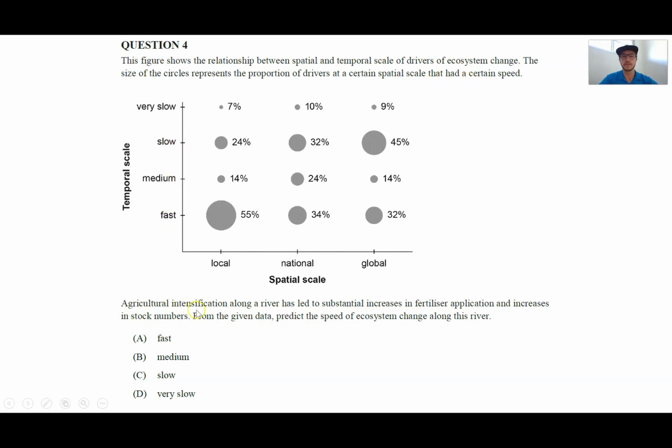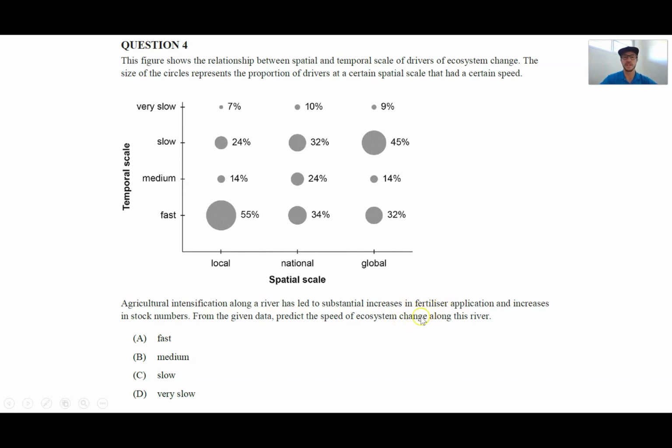So agricultural intensification along a river has led to substantial increases in fertilizer application and increases in stock numbers. From the given data, predict the speed of ecosystem change along the river. Is it fast, medium, slow, or very slow? Pause the video, come up with your response now. Okay, hope you have come up with a response.